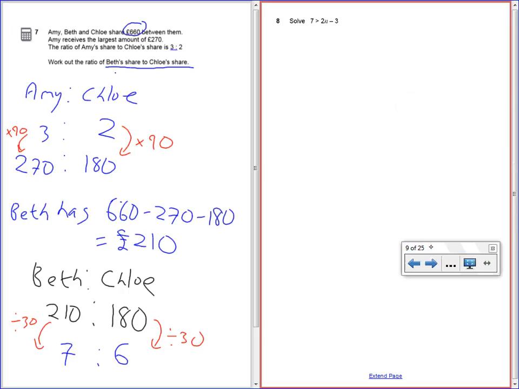Number 8, linear inequality question. Solve them the same way you do equations, but just remember you've got an inequality sign in the middle instead of an equal sign. So here, 7 is greater than 2n minus 3. Just like if the equation was 7 equals 2n minus 3, we're going to add 3 to both sides, which means we get 10 is greater than 2n. Divide both sides by 2, which means 5 is greater than n. And that is the answer, or n is less than 5. Both acceptable ways to leave that answer.